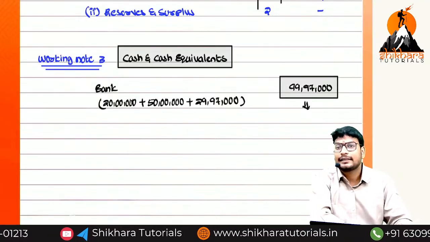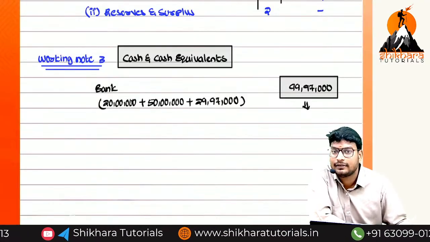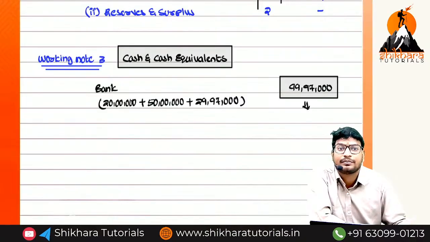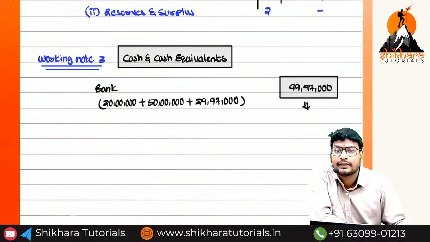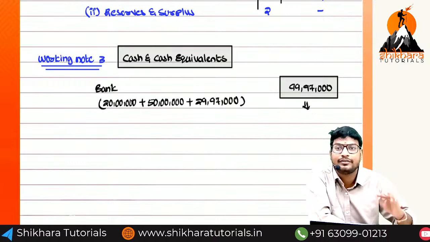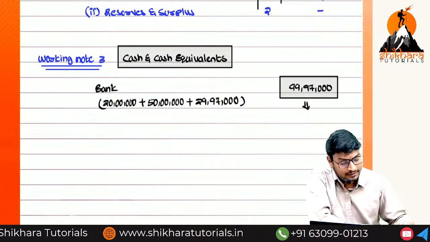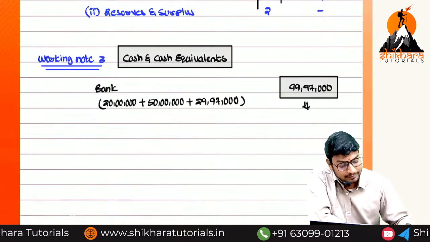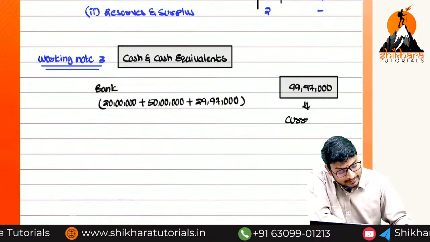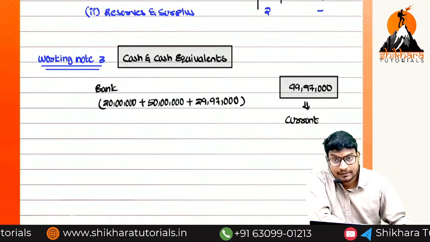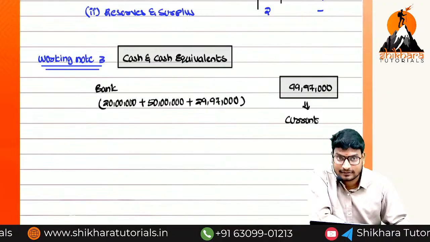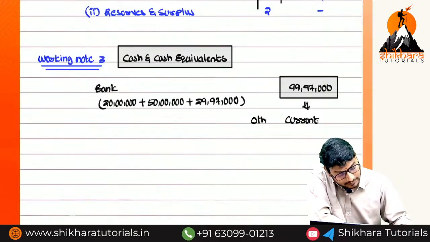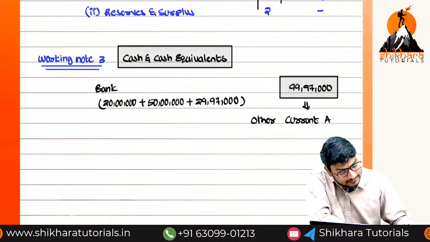This amount we need to show under a main head. Is it a current asset or non-current asset? Cash and cash equivalent. Current asset, because the balance changes every time. So it will be transferred to which main head? Under the head of current asset. Nothing but this is other current asset.